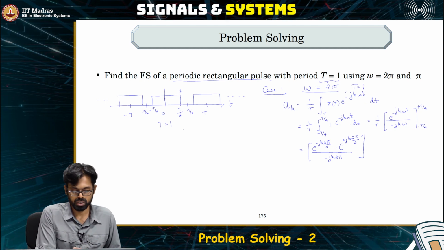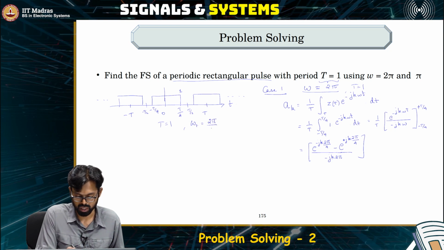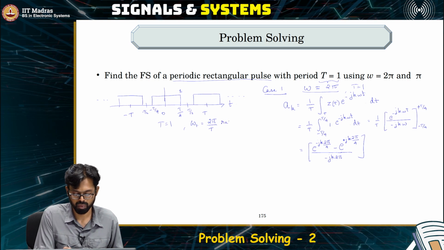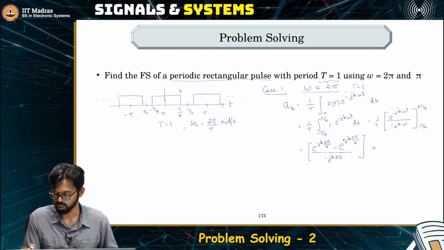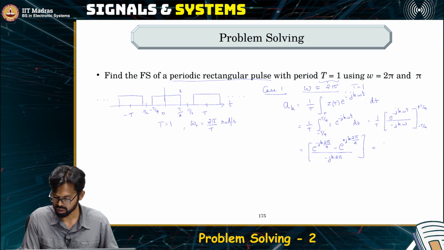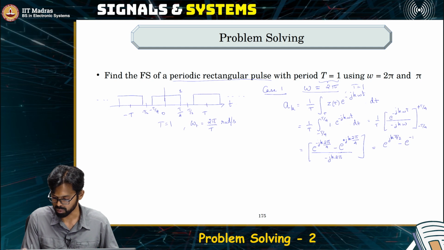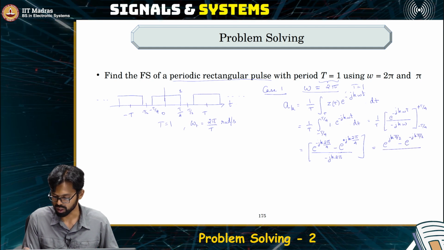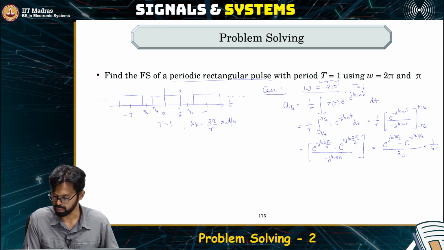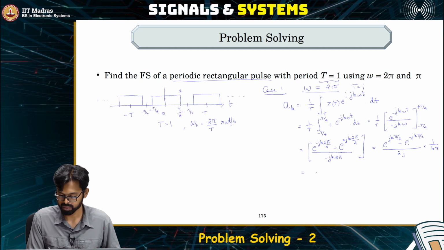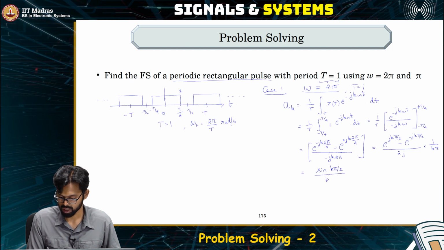That's all we did. So for T equal to 1, what is the actual fundamental frequency that we have here? It is 2 pi by T. So this is the fundamental frequency. So we are in fact expanding this with the fundamental frequency. So let us see what we get. We have e power j k pi by 2 minus e power minus j k pi by 2 divided by 2j into k. So this is nothing but sine k pi by 2 divided by k pi.